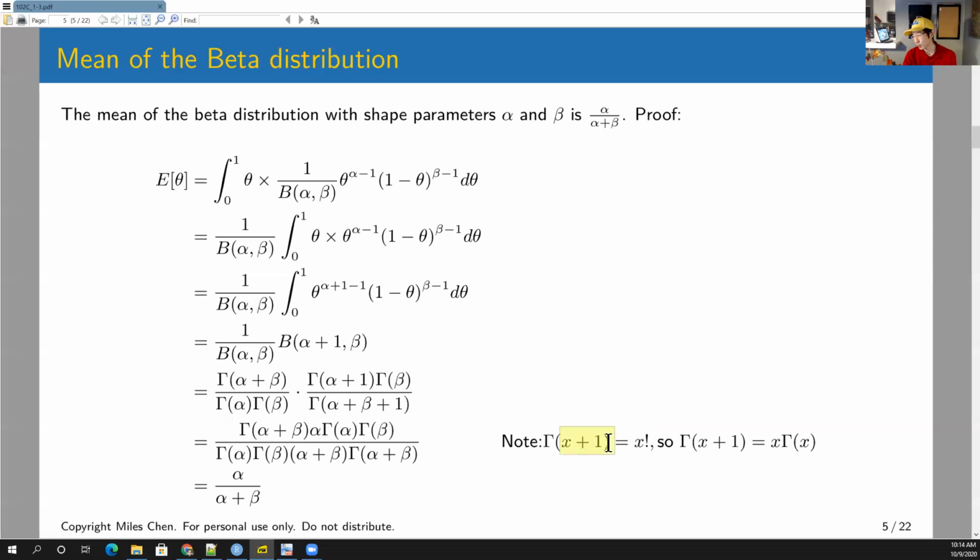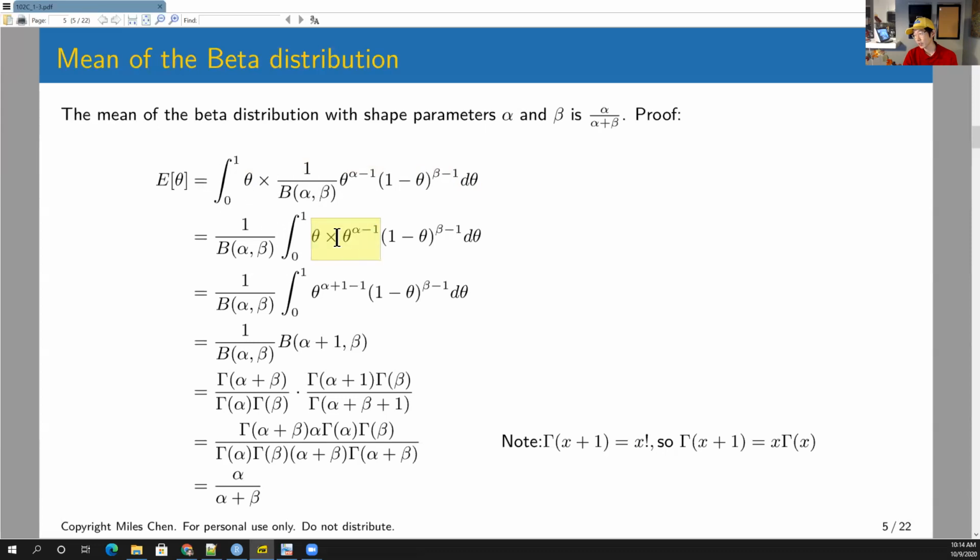So gamma of x plus 1 is equal to x factorial, all right? So anyway, the mean is going to be evaluated like this. The expected value of theta is going to be theta times the PDF d theta. So the mean, you do the integral of x times the PDF, and so it's theta times the PDF of theta, and this is a constant, so I'm going to go ahead and factor that out.